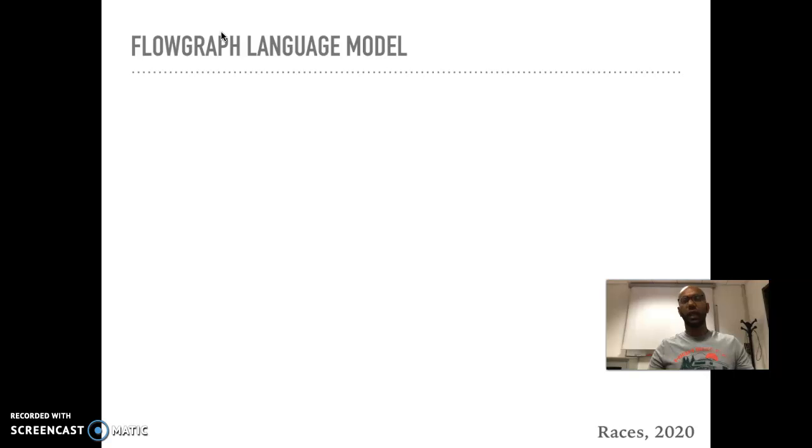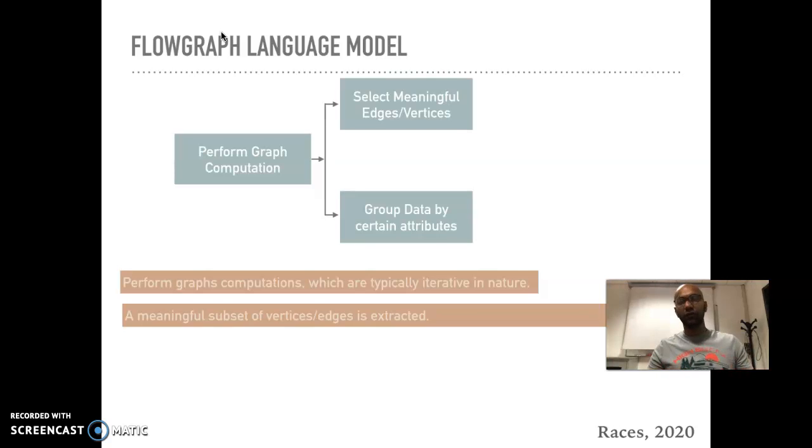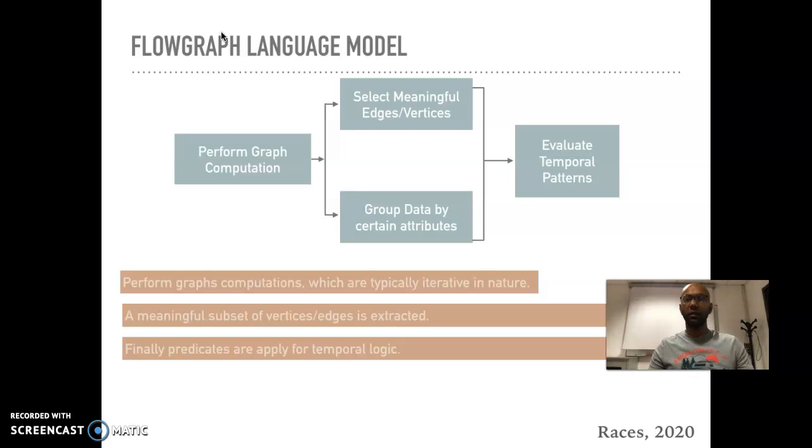So here I'm going to present a very high-level overview of FLOWGRAPH's language model. The first thing in a FLOWGRAPH pattern is graph computation. This is typically an iterative algorithm, and a few examples as given before could be community detection, triangle counting, page rank, and so on. Once this graph computation is performed, we next extract meaningful information in the form of subgraphs, edges, or vertices. This meaningful subset of the graph is later used to evaluate a temporal predicate, and this determines if a certain temporal pattern exists or not. So this pattern in totality provides you graph computation as well as temporal pattern detection.